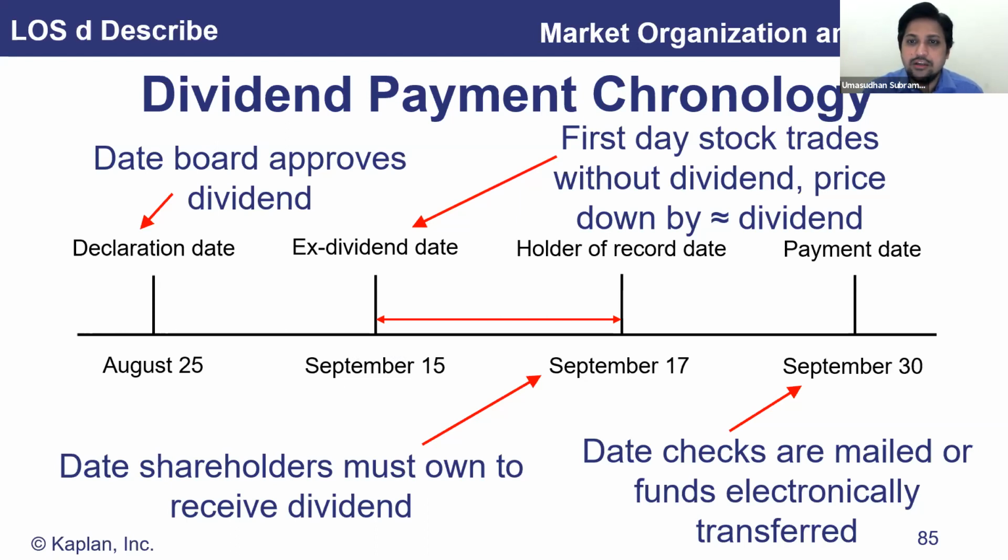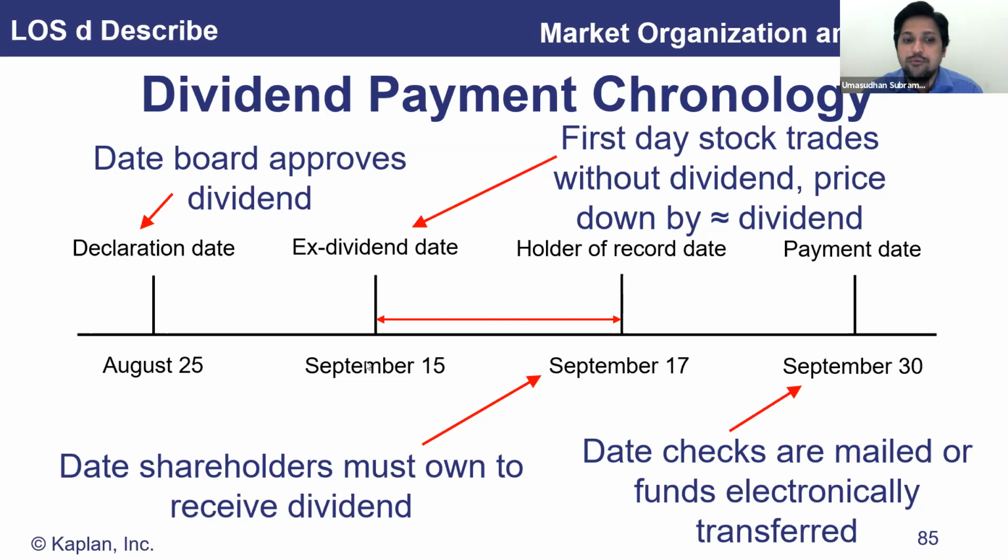Have you ever thought about this: do you have to keep your money in the stock for the whole 1 year for you to become eligible to receive dividend? What determines your eligibility for dividend? You don't necessarily have to keep your money in a stock for 1 year to receive the dividend. You just need to have your name listed as a shareholder in the register of shareholders at the ex-dividend date, or holder of record date in this case, right?